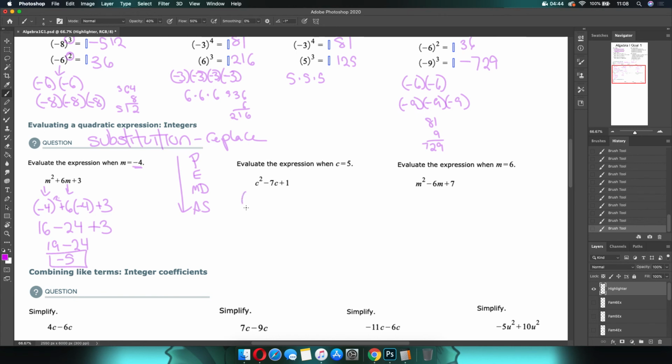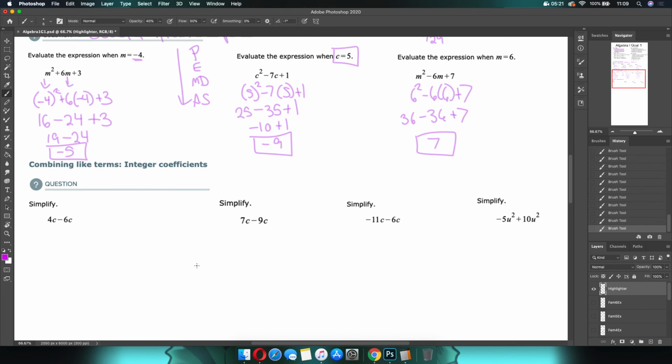This one, same thing again. We're going to have 5 squared minus 7 times 5 plus 1. Since c equals 5, c gets replaced with the 5. 5 squared, 5 times 5 is 25. 7 times 5 is 35 plus 1. 25 minus 35 is negative 10 plus 1. Negative 9 is going to be our answer. And now we replace again. 6 squared minus 6 times 6 plus 7. So 36 minus 36 plus 7, which is just going to be 7.